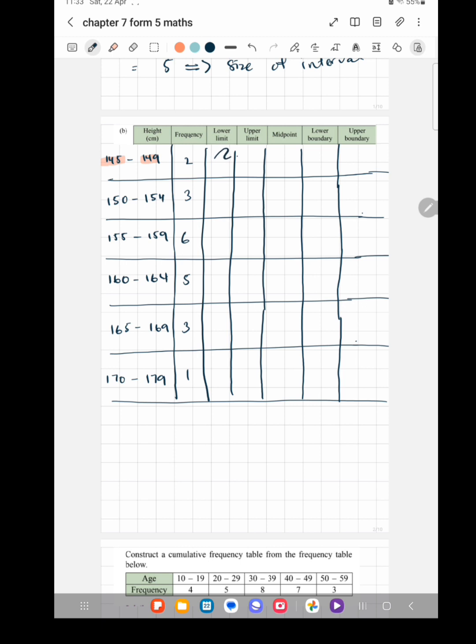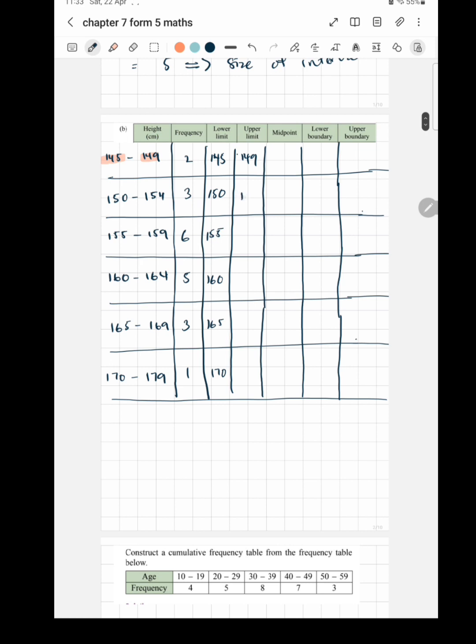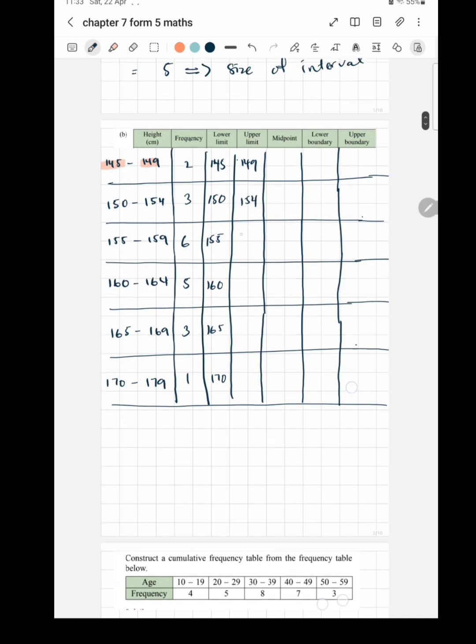So the lower limits would be 145, 150, 155, 160, 165, 170, and then the upper limits are 149, 154, 159, 164, 169 and 179.